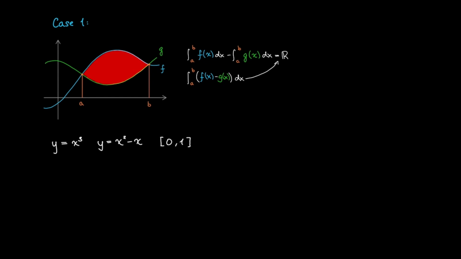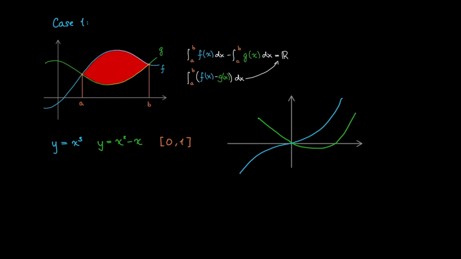Let's say we're tasked with finding the area between x cubed and x squared minus x on the interval 0 to 1. Now, before we do any calculations, I would like to first visualize these two functions on the graph. X cubed would look something as such. And then x squared minus x would look something like this. And let's just say the interval is from 0 to 1. That means we need to find this area right here.